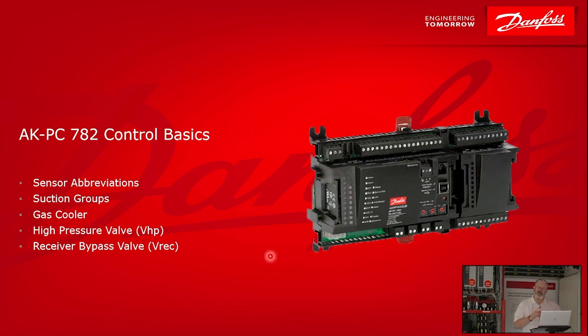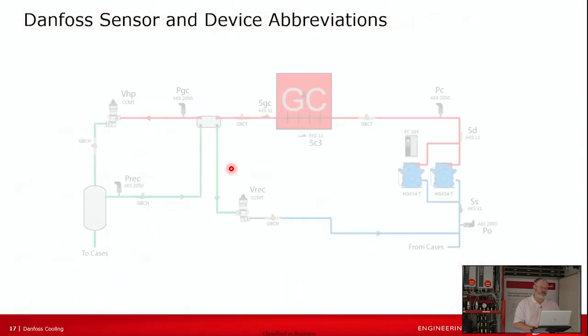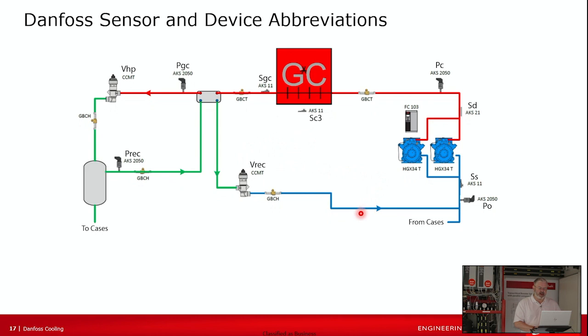I want to just briefly touch on how we use that to control a transcritical system. We're going to look at the sensor abbreviations that are confusing for some, and then we'll touch on the main control areas. This is a basic overview of our medium temp transcritical system. Let's look at the sensor abbreviations. I get a few complaints that they're confusing, but I think if you hear the logic, they make perfect sense. The first one we'll look at is the suction pressure.